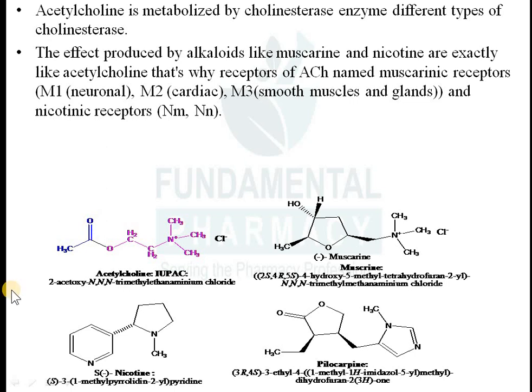So this is the structure of acetylcholine. Okay, this is the structure of acetylcholine. You have your acetyl group, you have your methylene bridge, and you have your quaternary ammonium. So a similar structure of muscarine is there.